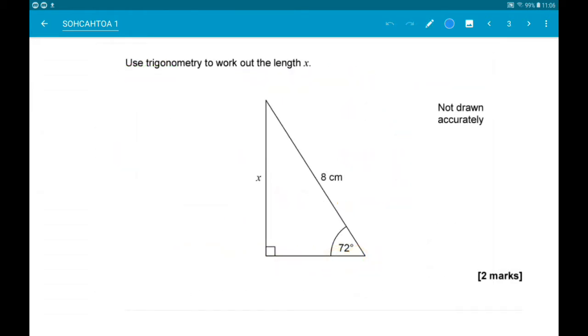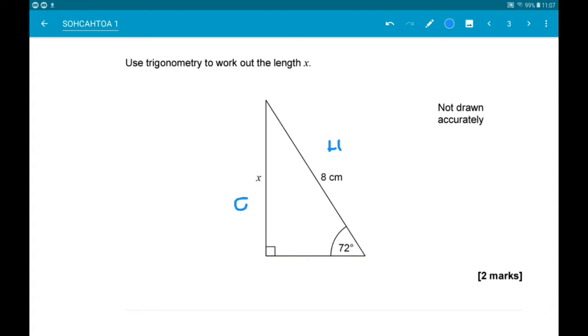Okay then, first up, use trigonometry to work out the length x. Okay, so we know an angle, 72 degrees. Now, with respect to that angle, x is the opposite, and the 8 centimetre is the hypotenuse. So, we then run through SOHCAHTOA. So, is it SOH? Yes, because we have O and H. So, that tells us then we are using sine.